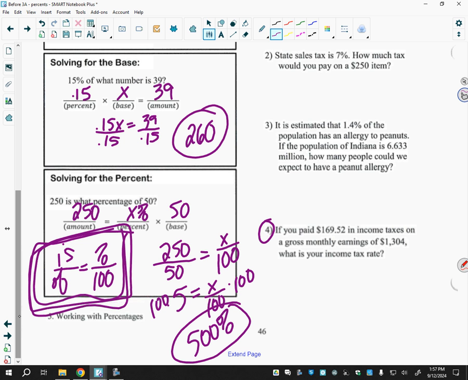So first of all, which part of this equation are we solving for? The is, the of, or the percent? Percent. Because we're saying what percent, right? Your tax rate is your percent. And this is where you can use this way, or you can use the is over of way. I am a big fan of the is over of way.